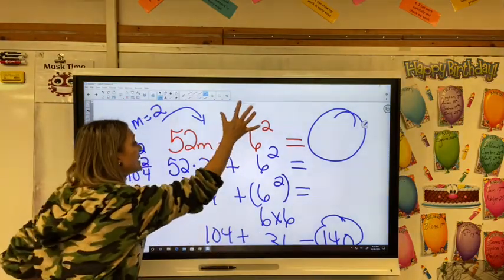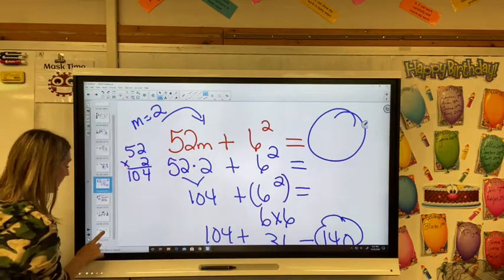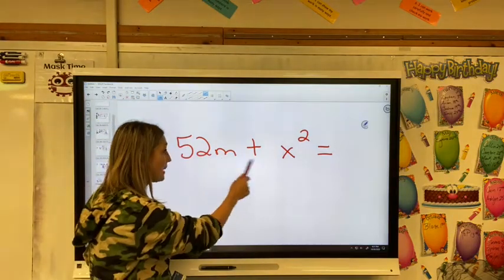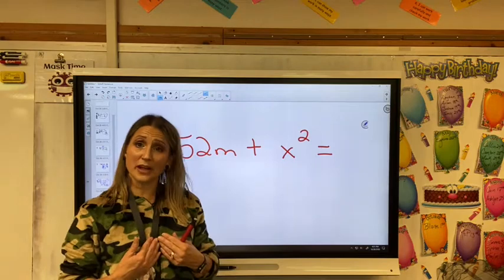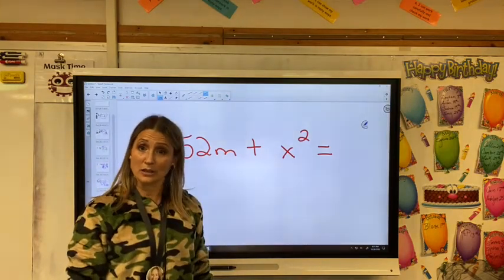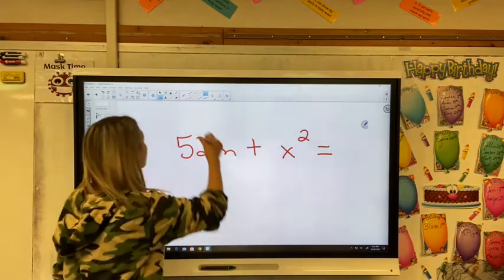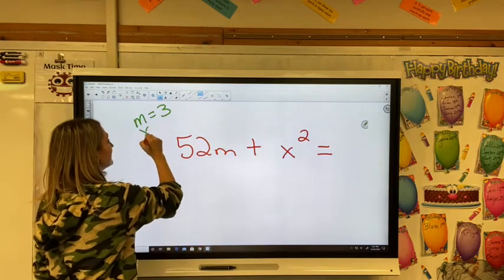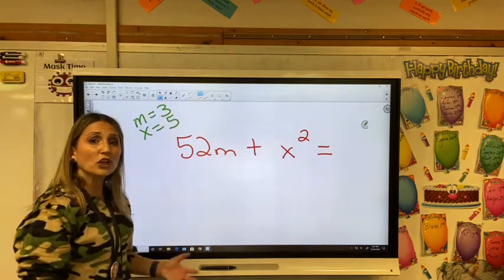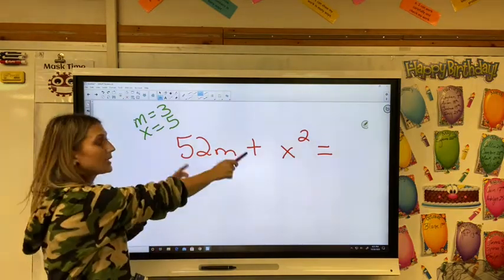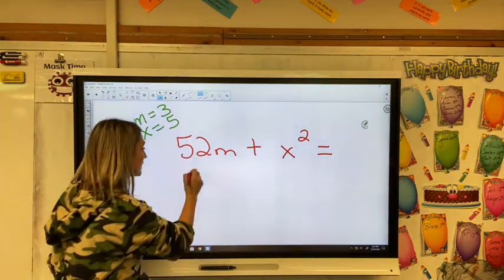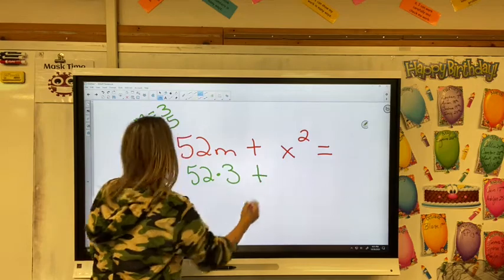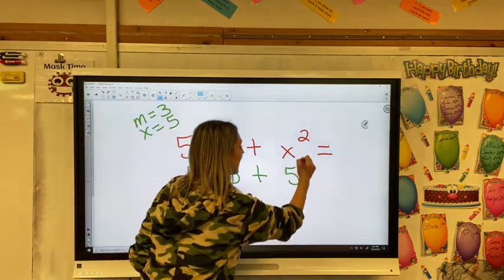And eventually, 6th graders, we take this and we turn it into the very last one right here. Oh my goodness, Mrs. P, what are you talking about? There's an M and an X. But 6th graders, if I told you what the M and the X were, could you solve this problem? Let's see. I'm going to say M this time equals 3. And I'm going to say that X equals 5. The first thing you're going to do is rewrite the problem, putting the variable into its spot. So you're going to say 52 times M is 3 plus X is 5, 5 squared.